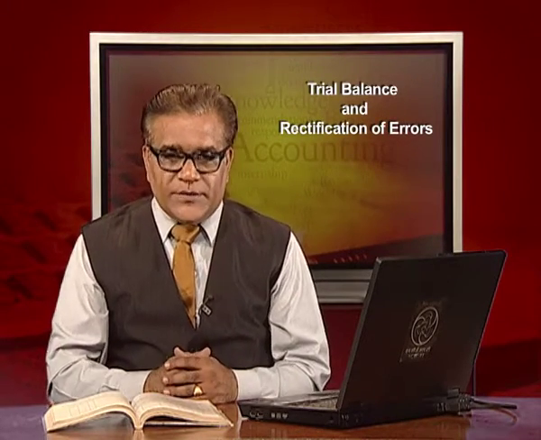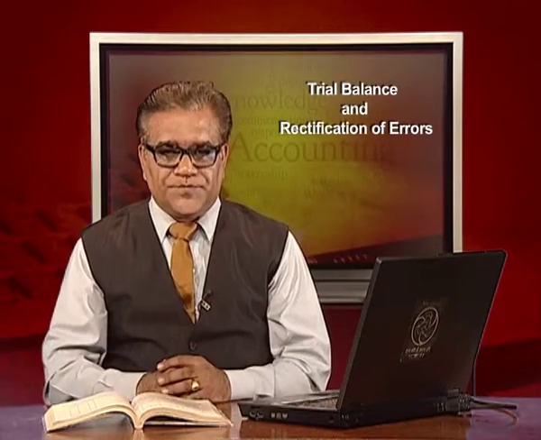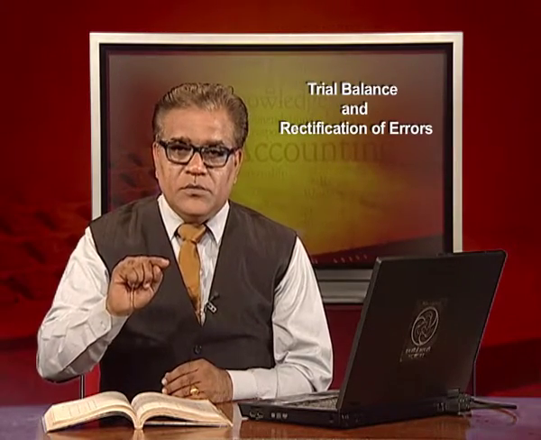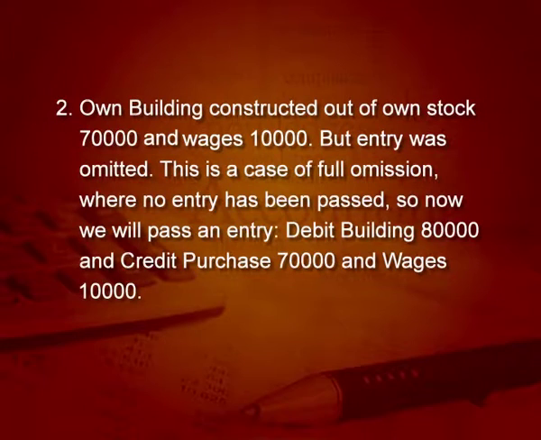Coming to the next point, own building constructed out of own stock 70,000 and wages 10,000, and this entry was omitted, not recorded at all. Please see, we are constructing building from our own stock and wages which we have paid 10,000. How to do this entry? This is a case of full omission where no entry has been passed. So now we will pass an entry. Debit building 80,000 and credit purchase 70,000 and wages 10,000.